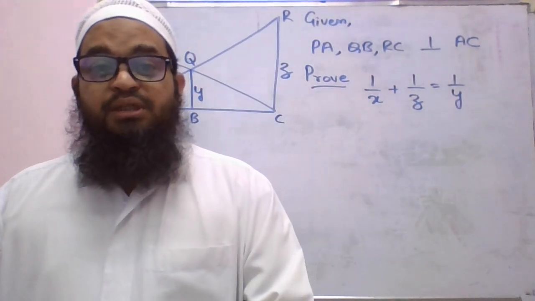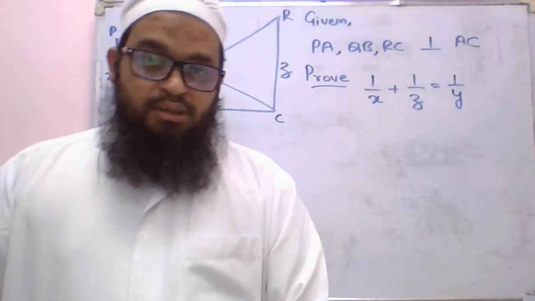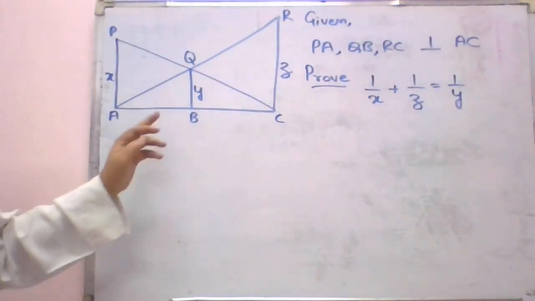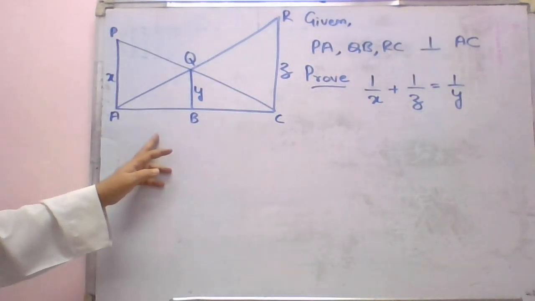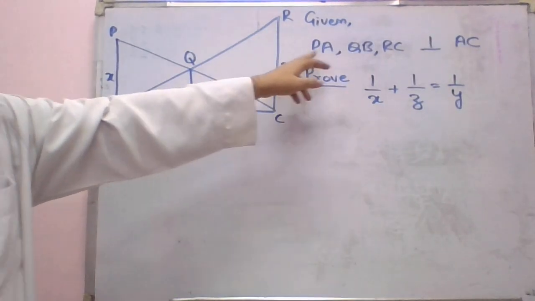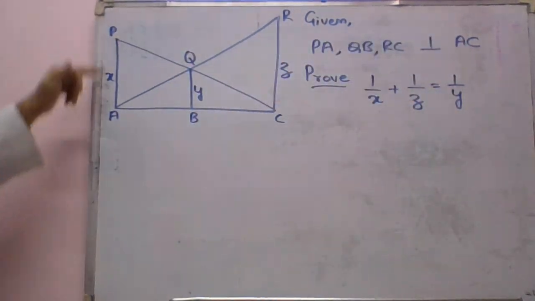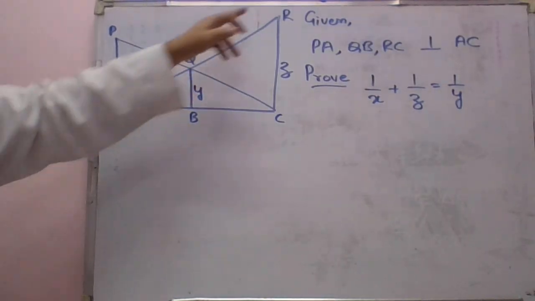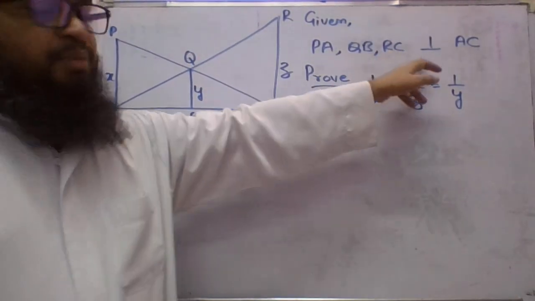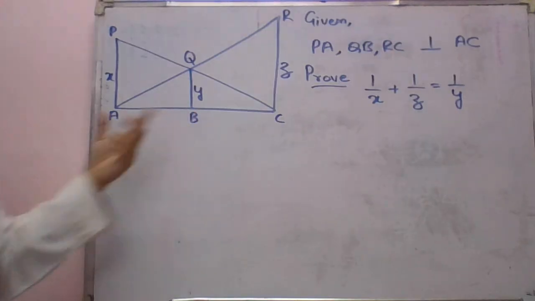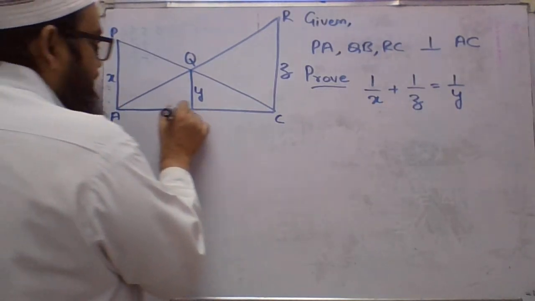This is a doubt sent by one of my students. So, this is the figure given. In this figure, what is given? PA, QB, and RC are perpendicular to AC. So, which is AC? This is AC.